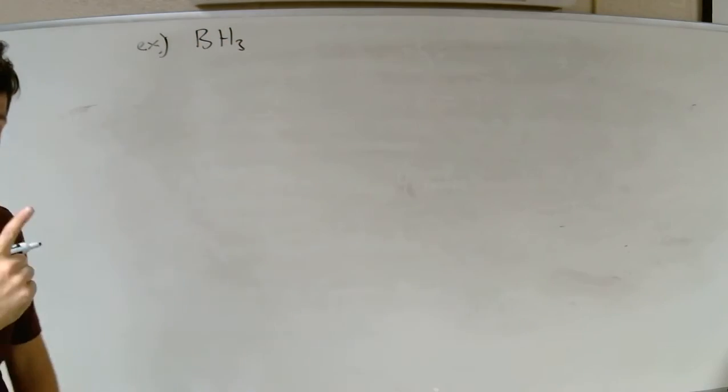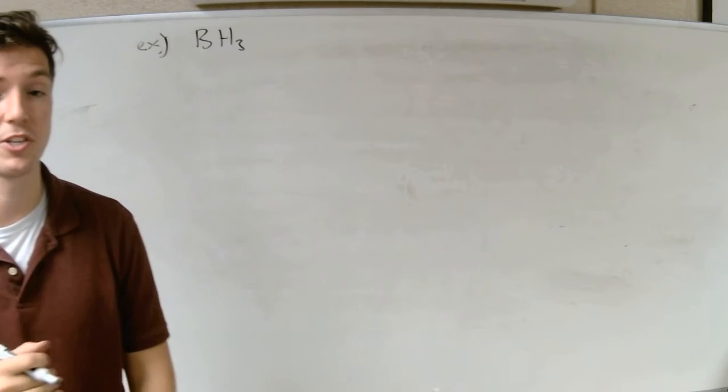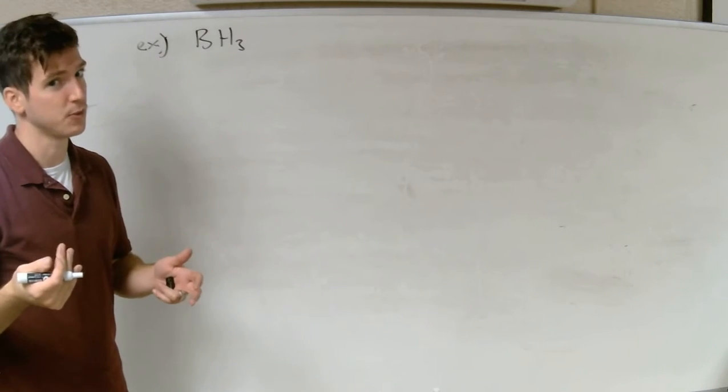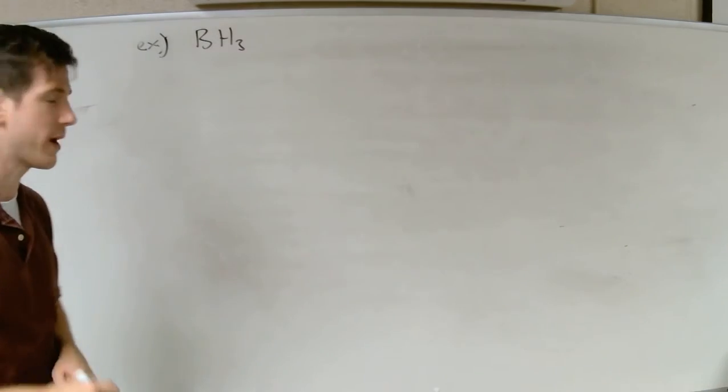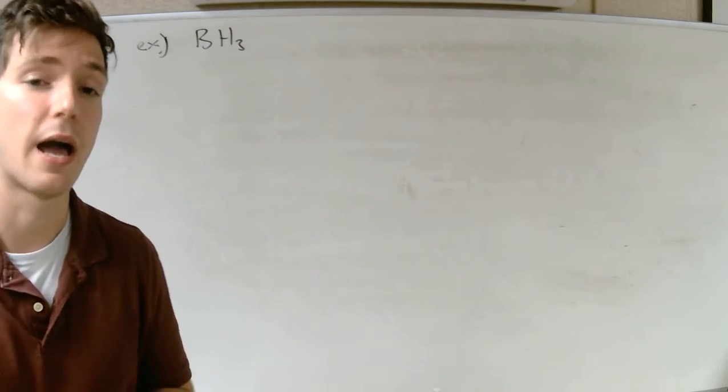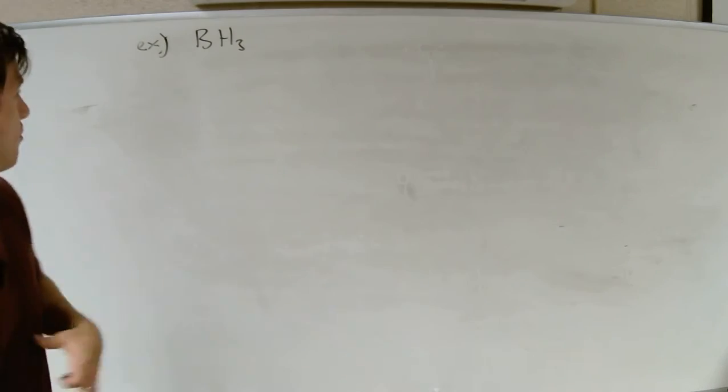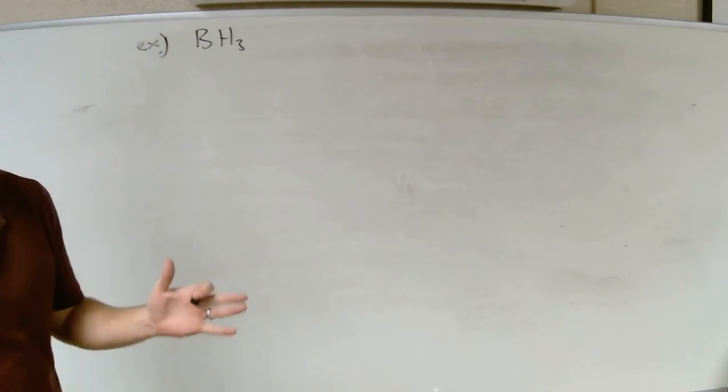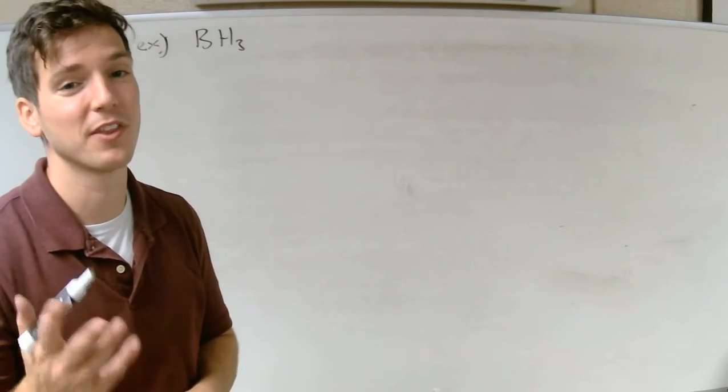BH3. This is a tricky one. I'm going to try to trick you here. Okay, make sure that you remember our octet and duet electrons and those couple exceptions, right? Let's count up octet duet electrons. Boron, is that an octet element? No, it's one of those exceptions.